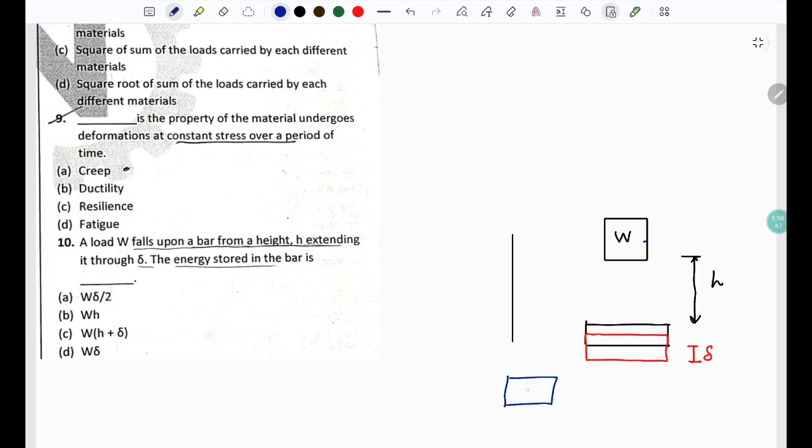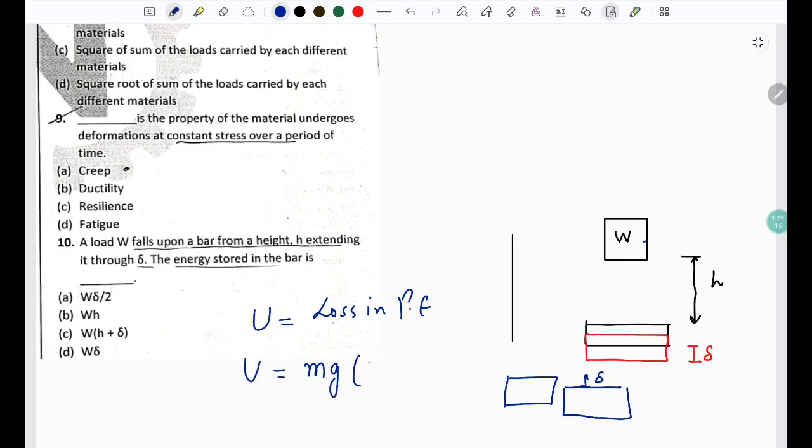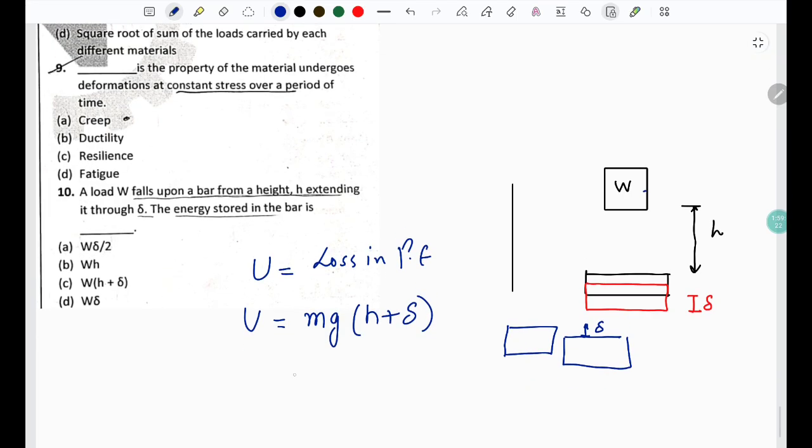let us say this was the actual bar's cross section, by extending it meant it compressed it with a delta distance. Therefore the total distance moved would be h plus delta. The concept here is that the strain energy stored would be equal to the loss in potential energy through the weight, that is energy stored would be mg into total distance, that is work done, W into h plus delta, and C is correct.